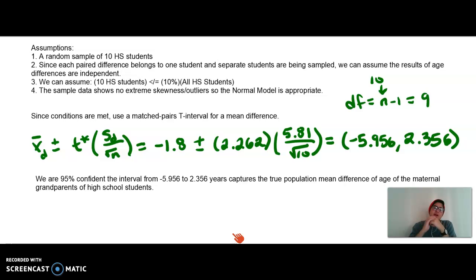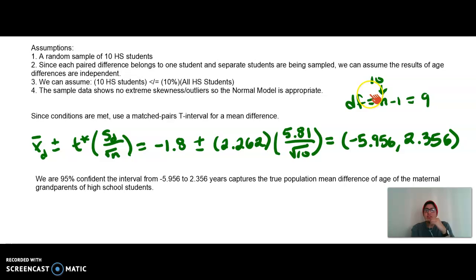So notice that before our assumptions were stated random, independent, and normality, and here we still have that, just conditions 2 and 3. We still use the sampling without replacement to the 10% rule, and then now we're just adding that extra sentence of why they are independent. So before, in one sample inference, sampling less than the 10% ensured that the degree of dependence was negligible between observations, but now since the data is paired and each pair is being measured separately, we can also assume those results are independent. Now, since our conditions are met, we'll use a matched pairs t-interval for a mean difference.